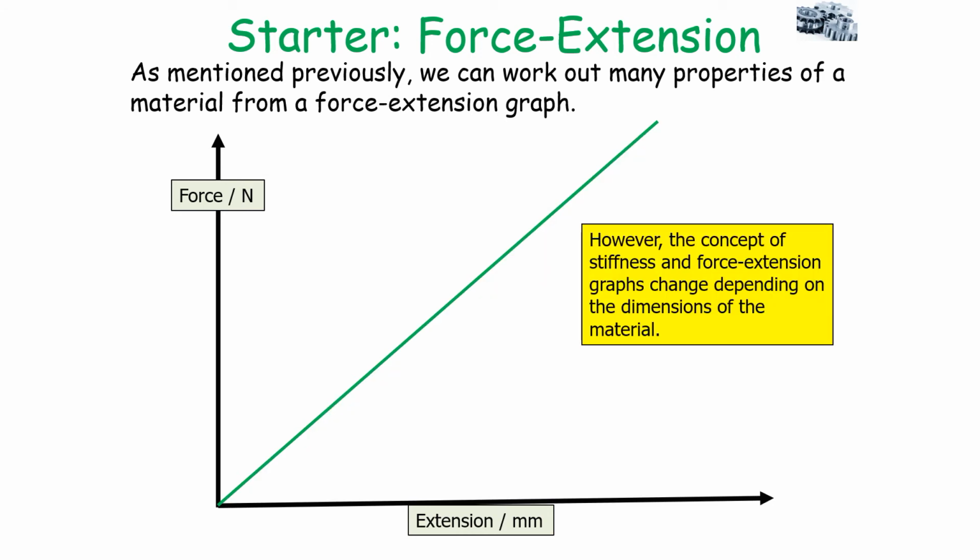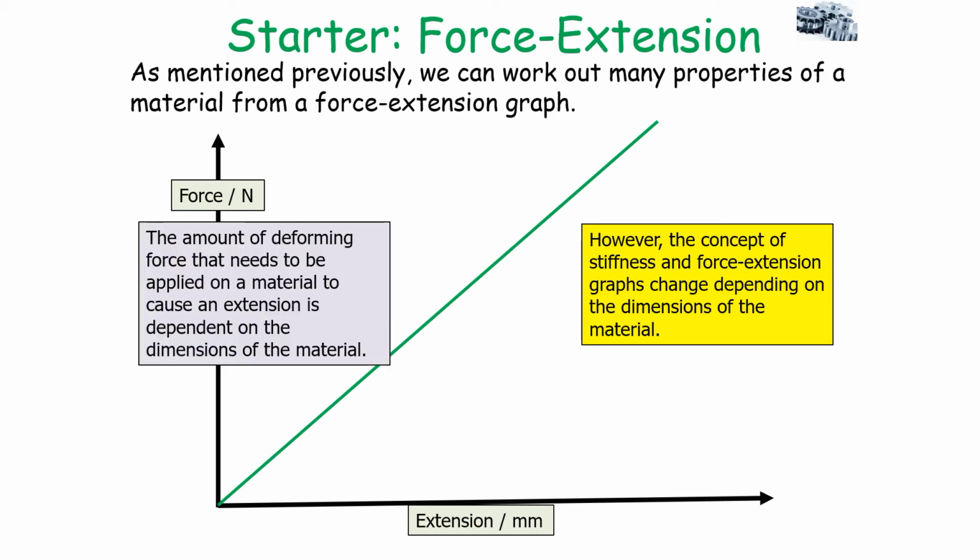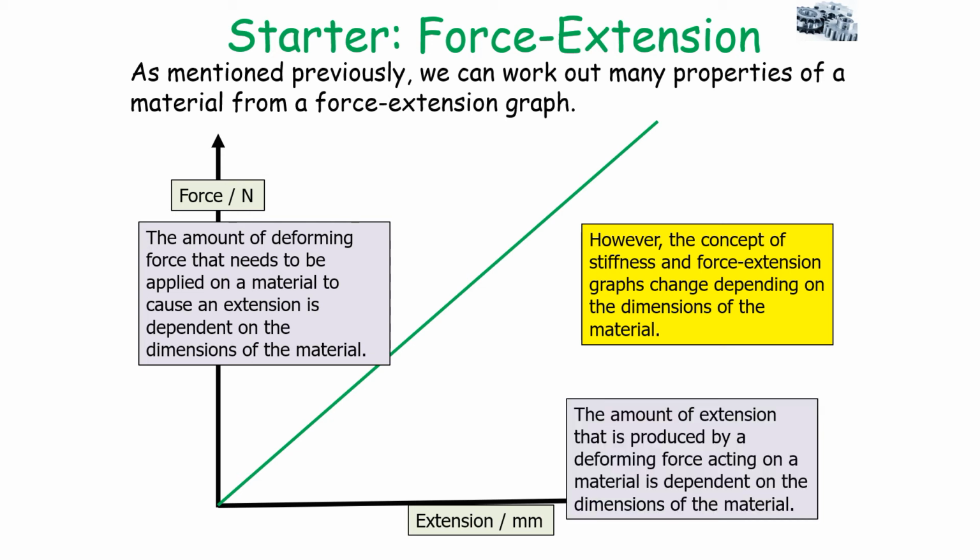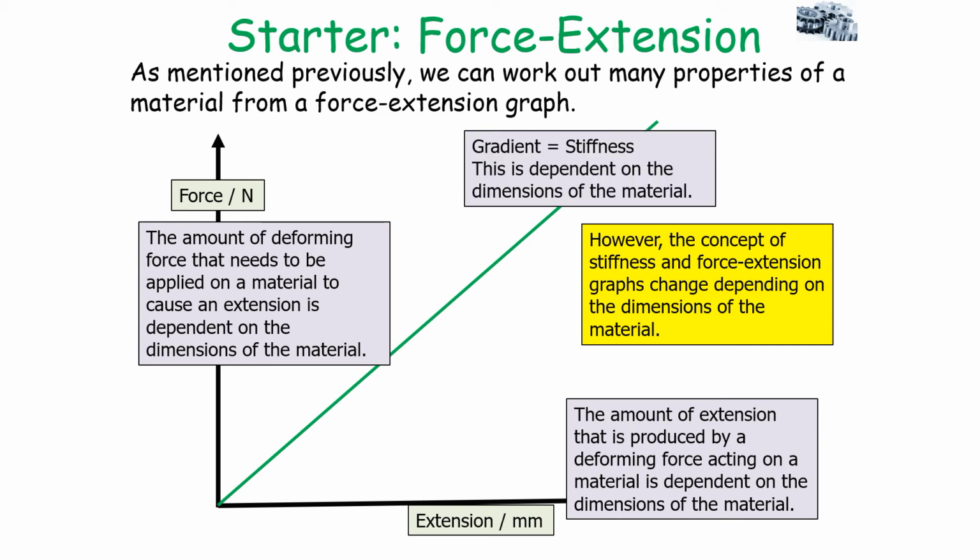However, the concept of stiffness and force extension graphs change depending on the dimensions of the material, because the amount of deforming force that needs to be applied to cause a particular extension is dependent on the dimensions of the material, and vice versa for the extension. So this tells us that the gradient, the stiffness of the material, is dependent on the dimensions of the material. So we should actually try and find a better quantity that represents the stiffness of a material but does not change based on the dimensions of the shape.